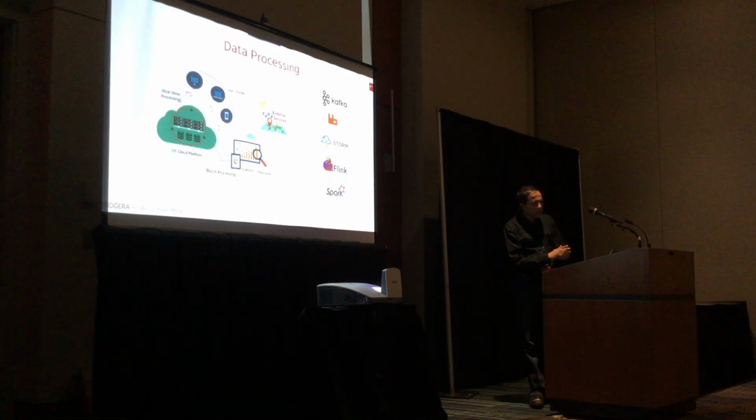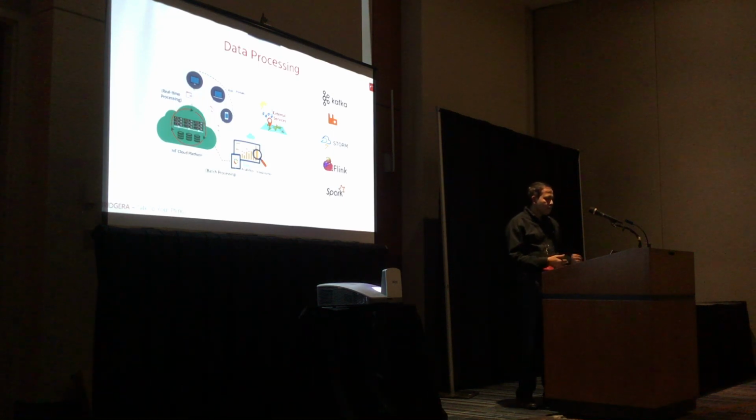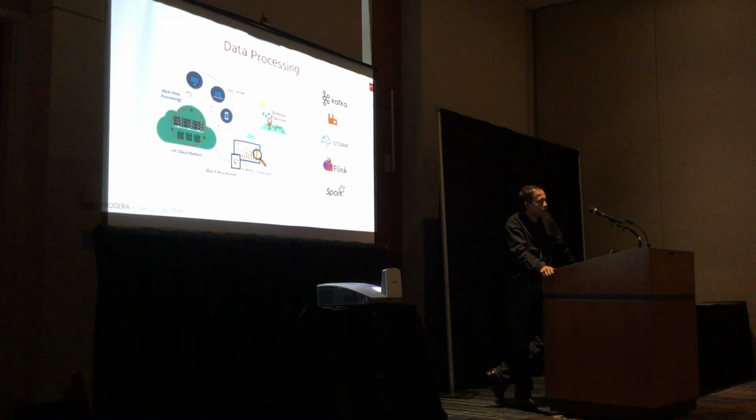On the data processing side, we do two types of processing, real-time data processing and batch processing. The real-time data processing is on the data streams that we get from the IoT devices. We use Apache Kafka and Apache Storm, both open source, for real-time data processing. You can also use RabbitMQ and Apache Flink for real-time data processing.